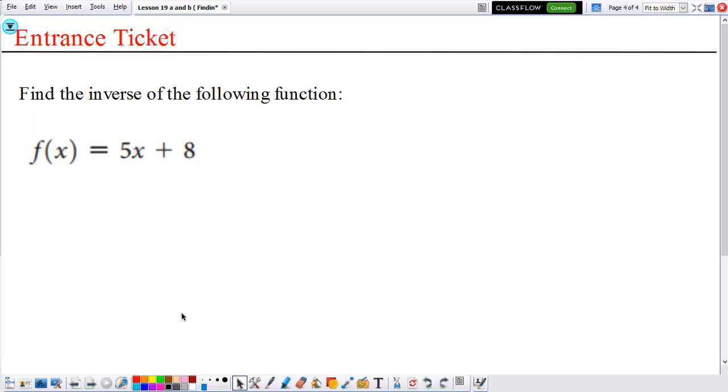Now, here's your entrance ticket. Find the inverse for the following function.